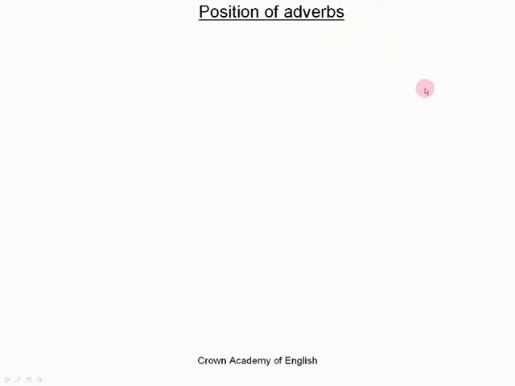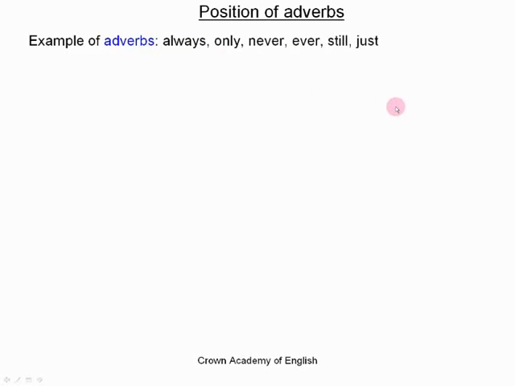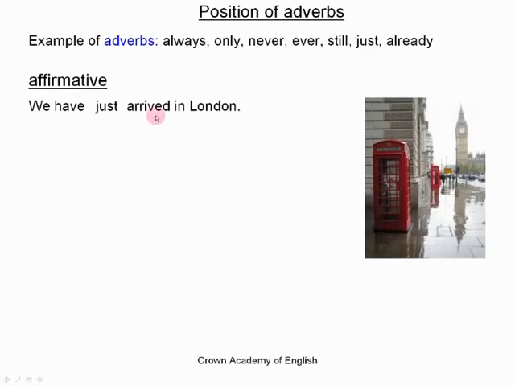Position of adverbs. An example of adverbs that we can use with the present perfect: always, only, never, ever, still, just, already, and there are others. So how do we position these words? Well, in the affirmative, we can say, we have just arrived in London. Here is the present perfect, and here is the adverb.